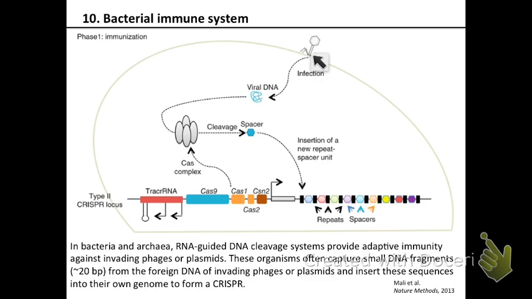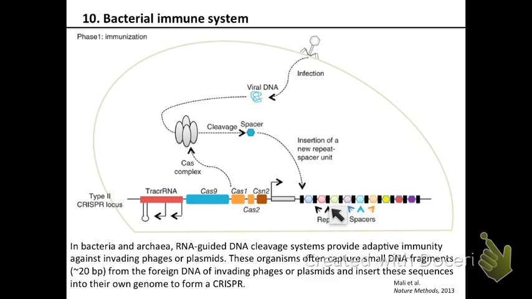So once a virus infects the bacteria and it releases its viral DNA in the cell, what happens is that there is a protein complex, this Cas9, and the RNA complex actually cleaves the viral DNA, and it takes a small DNA fragment that is called the spacer. That's the 20 base pair that I'm talking about. It takes that small DNA fragment and inserts it in its own genome, okay, at a site where you see various repeats of these types of 20 base pair sequences.